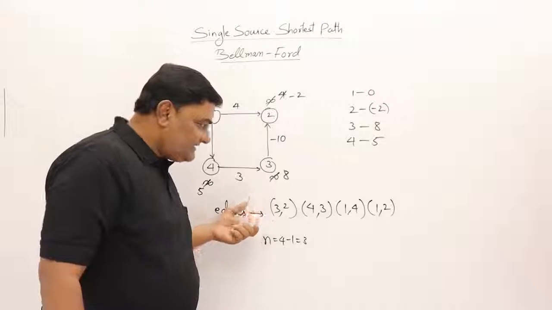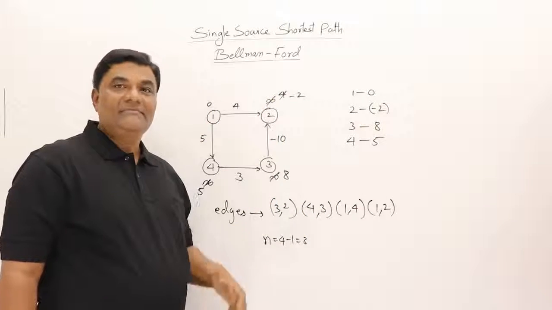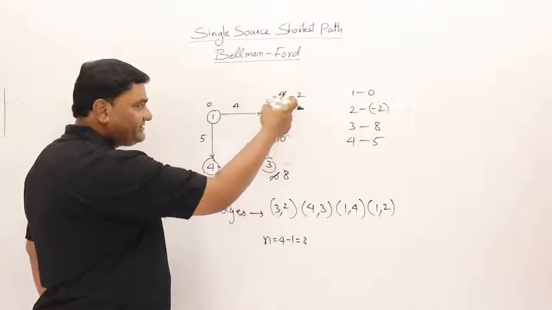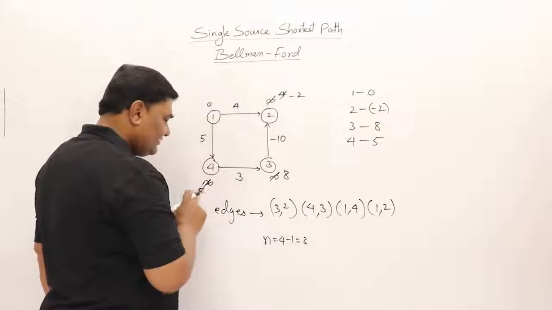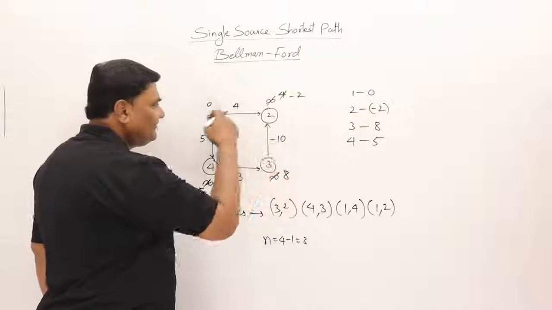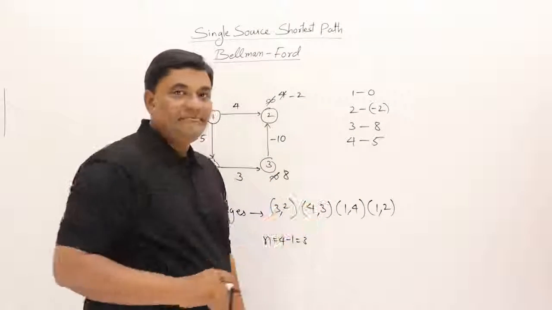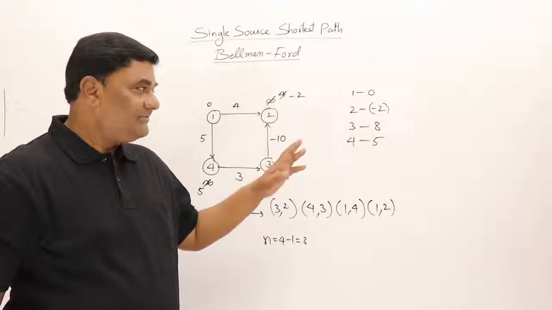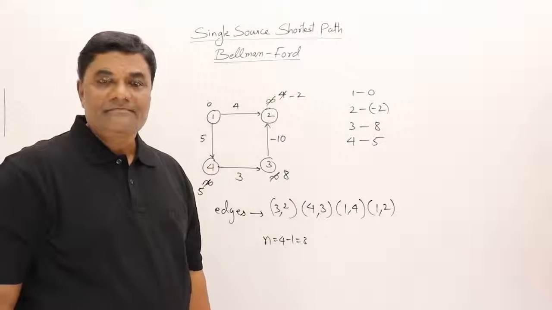If I relax this one more time and see what happens: 3 to 2, 8 minus 10, minus 2 only. 4 to 3, 5 plus 3, 8 only. 1 to 4 and 1 to 2 are all the same. So if I relax one more time extra also, there is no change. That means the answers are perfect.